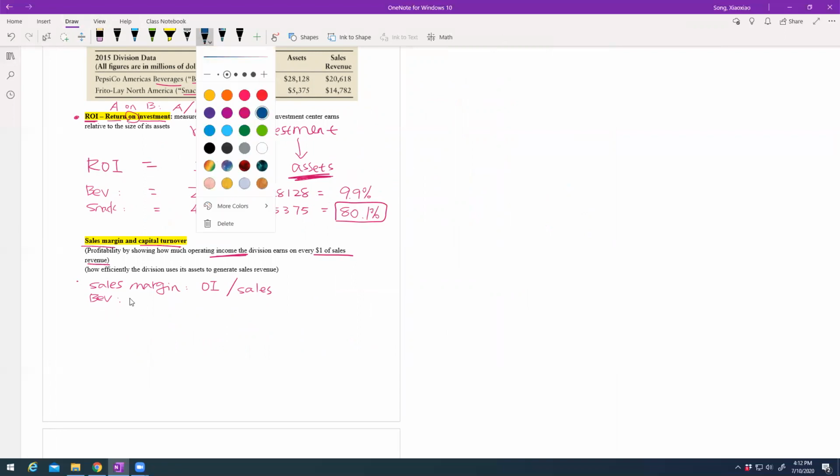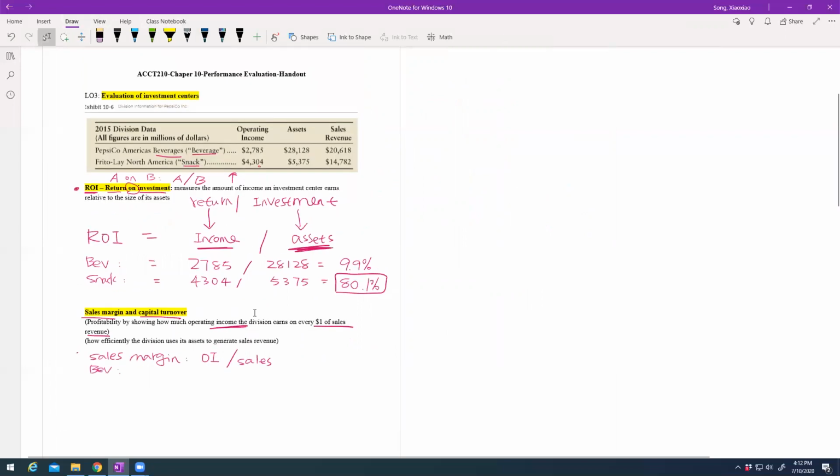How about blue? The beverage sales margin is operating income, 2,785, divided by sales, 2,618. That gives me 13.5%. What does this mean? For $1 of the revenue, your operating income will increase by 13.5%. For $1 of the revenue, it generates 13.5 cents of operating income.